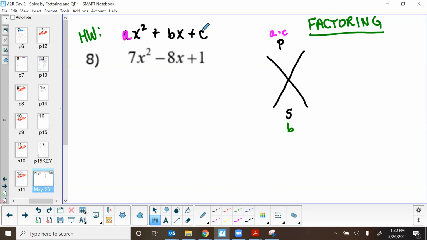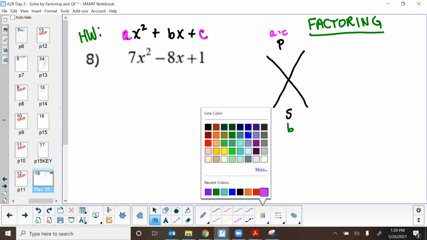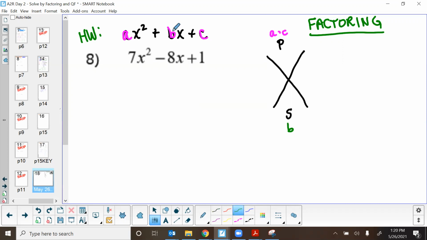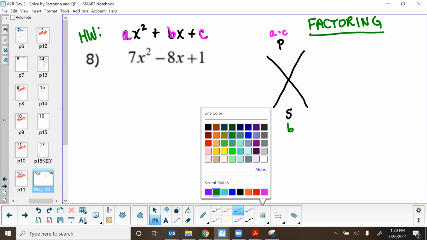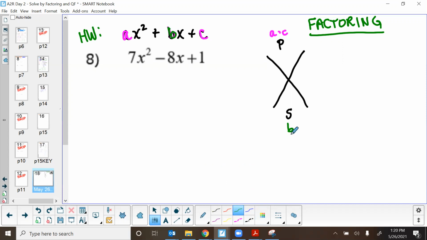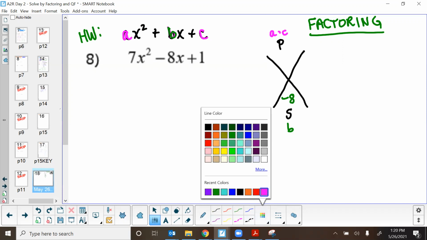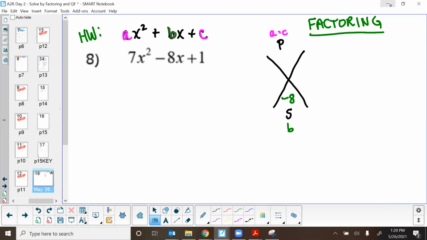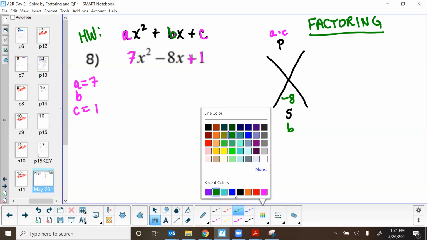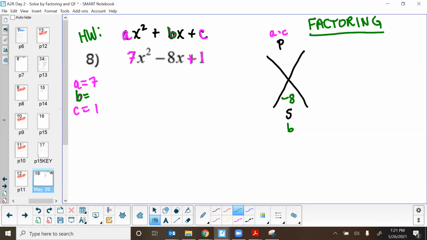Because A and C are going to multiply together, I like to make them the same color. And then B will be kind of on its own. Oh, it didn't change color for me. Okay, so B in this case is -8. Let's write down our A and our C to the side here. A is 7, and C is +1, and B was -8.